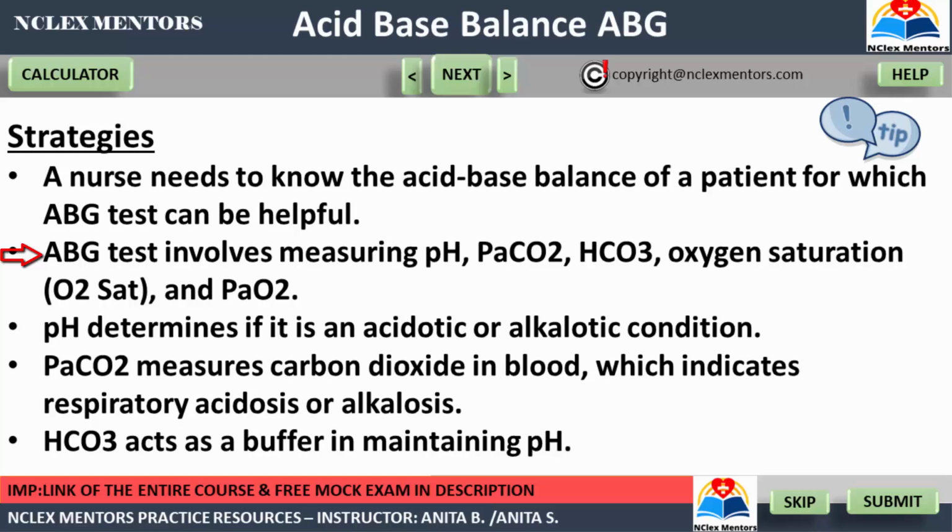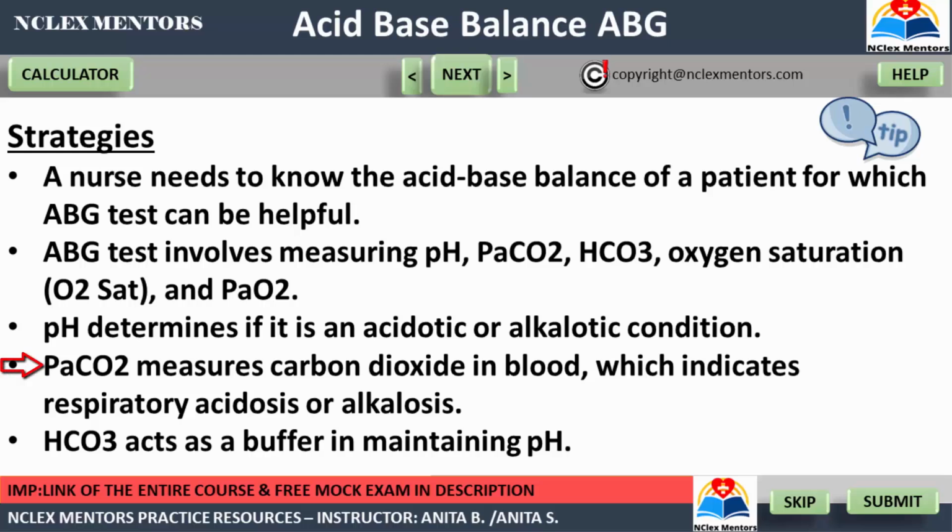The arterial blood gas test measures several key parameters: pH, partial pressure of carbon dioxide, bicarbonate, oxygen saturation, and partial pressure of oxygen. Each parameter offers insight into different aspects of a patient's respiratory and metabolic status. The pH of the blood indicates whether the body is in an acidotic state, where pH is less than 7.35, or an alkalotic state, where pH is greater than 7.45. This helps determine the overall acid-base status and guide appropriate treatment.